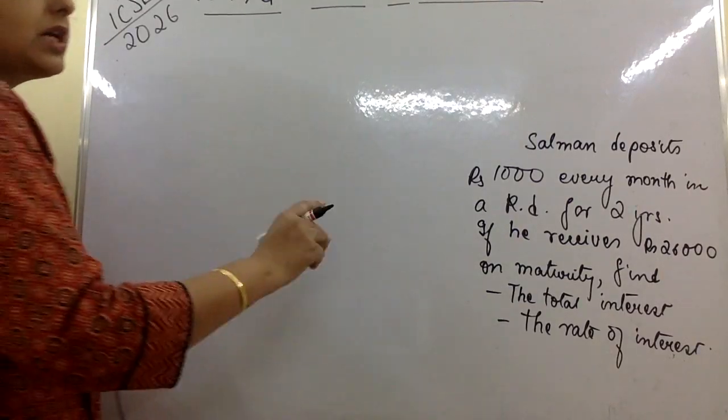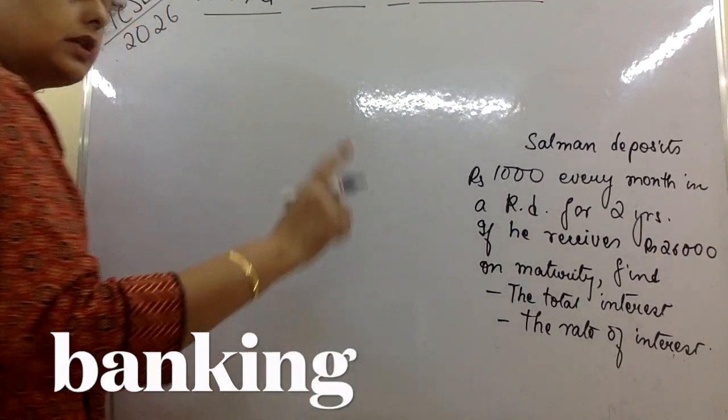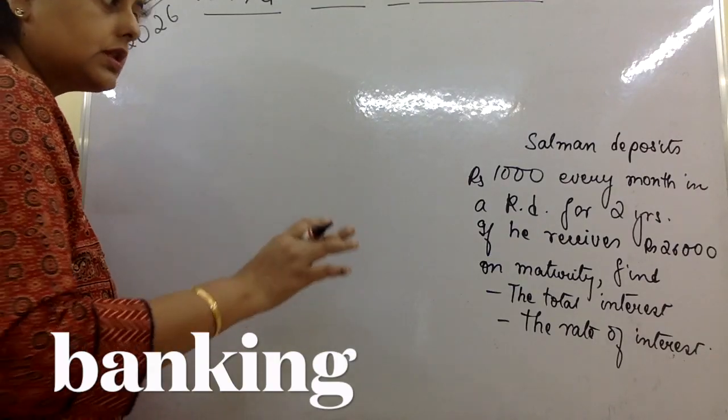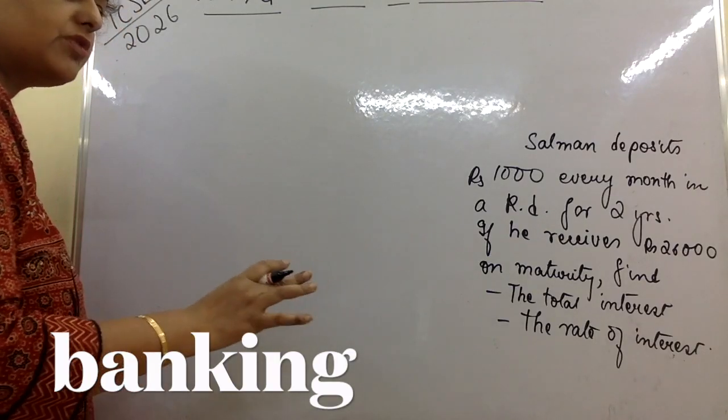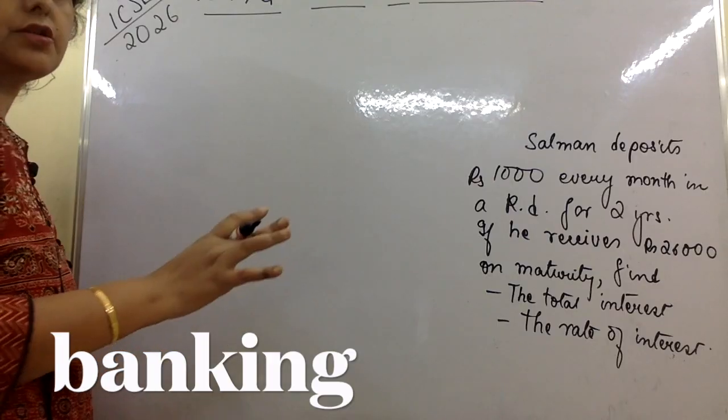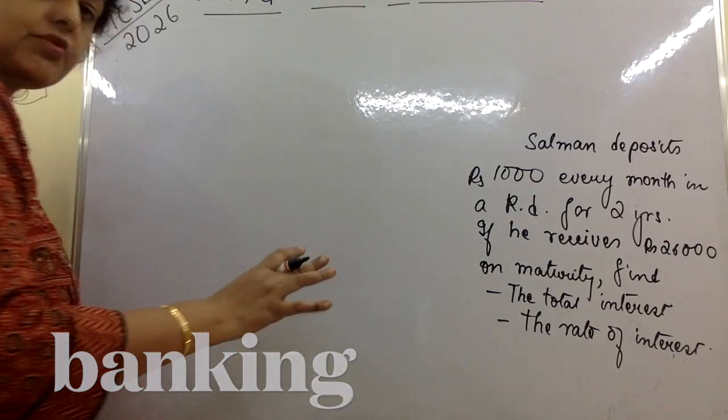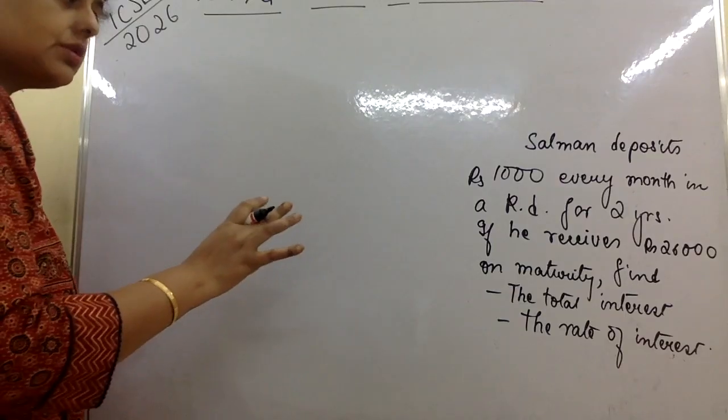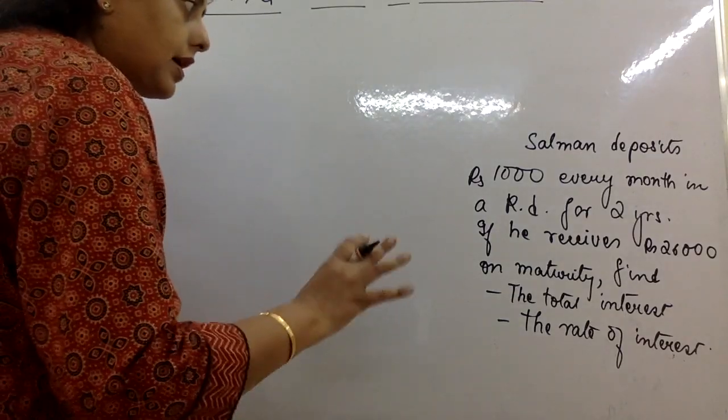Next question: Salman deposits 1000 every month in an RD, recurring deposit, for 2 years. He receives 26,000 on maturity. Find the total interest and the rate of interest. This is a very direct question, and RD questions, banking questions, are generally direct.